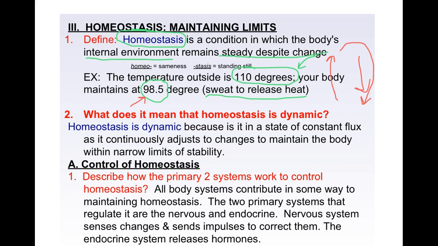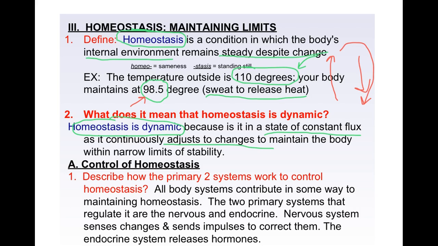Now they say that homeostasis is dynamic. That is because it is always in a state of constant flux. It is always making slight adjustments to maintain the body within these narrow limits of stability. So basically, the organs which help to maintain homeostasis are always working, because the body is always getting moved away from homeostasis, and those organs need to keep working in order to maintain homeostasis.